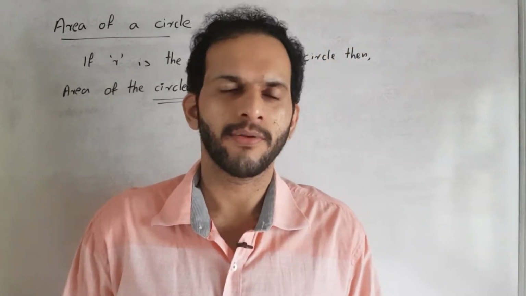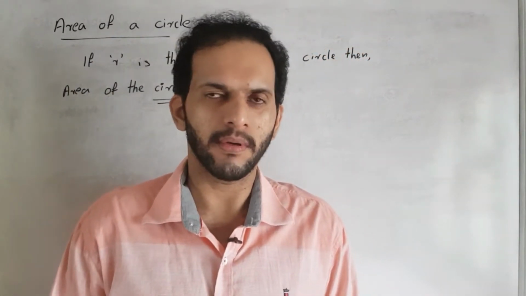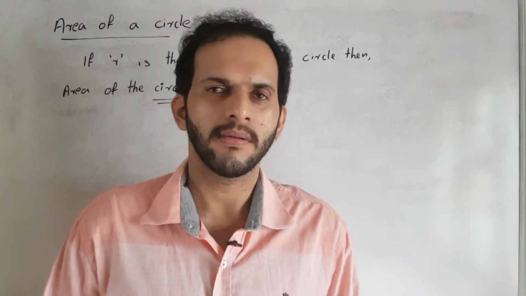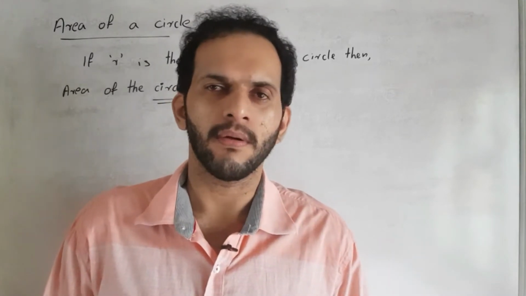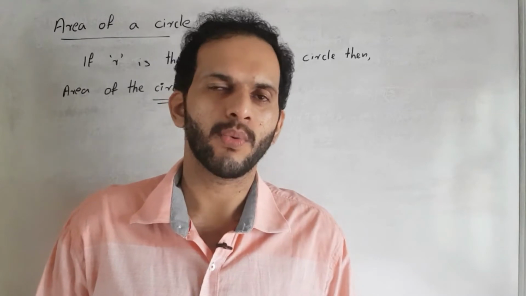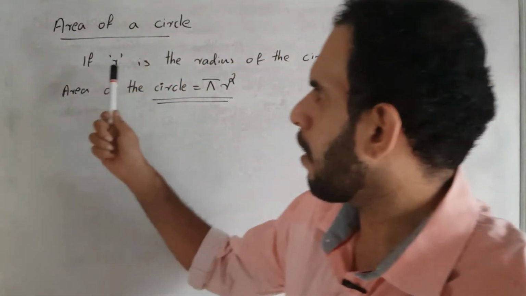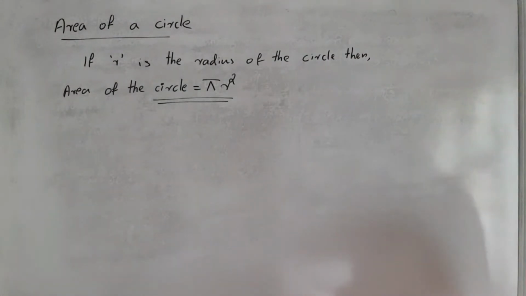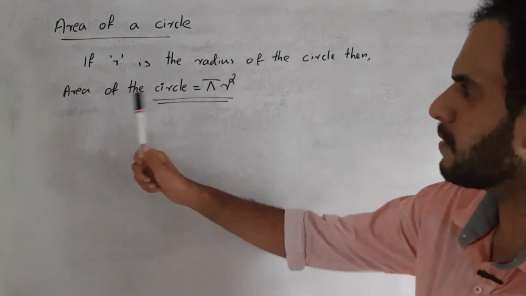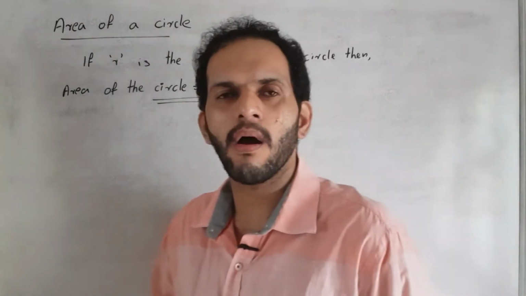Here we are discussing the next idea, that one is area of the circle. We already discussed how to find the perimeter or circumference of the circle. The next one is area of the circle. Then what is that? If r is the radius of the circle, then the area of the circle is equal to pi r square.